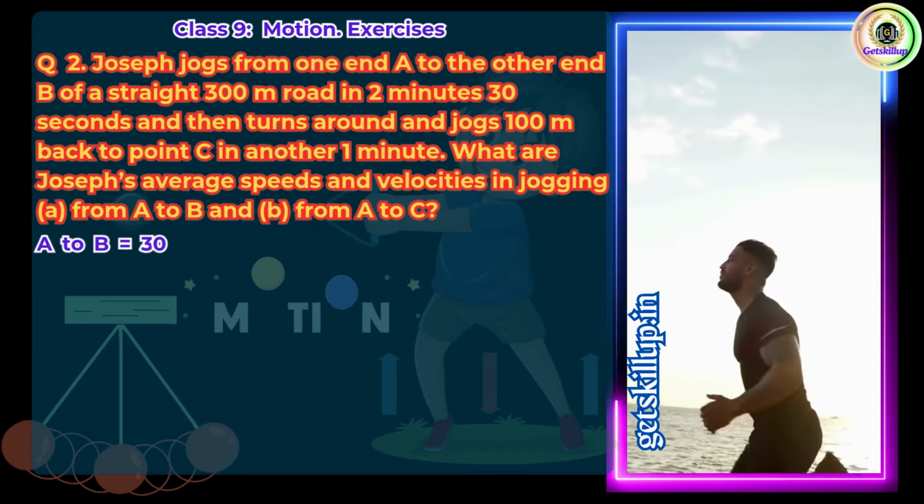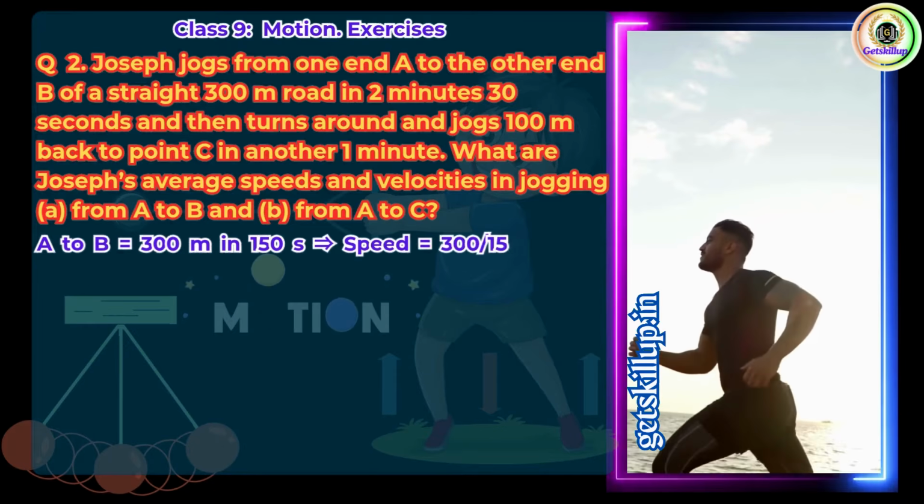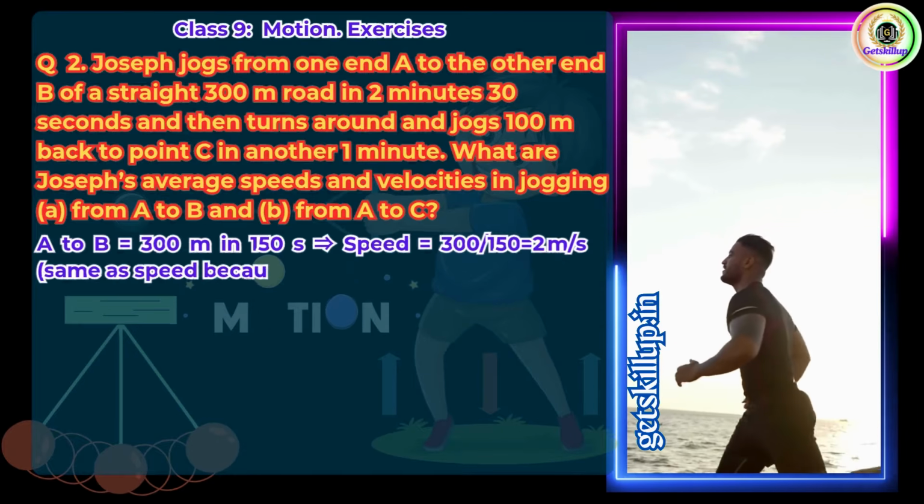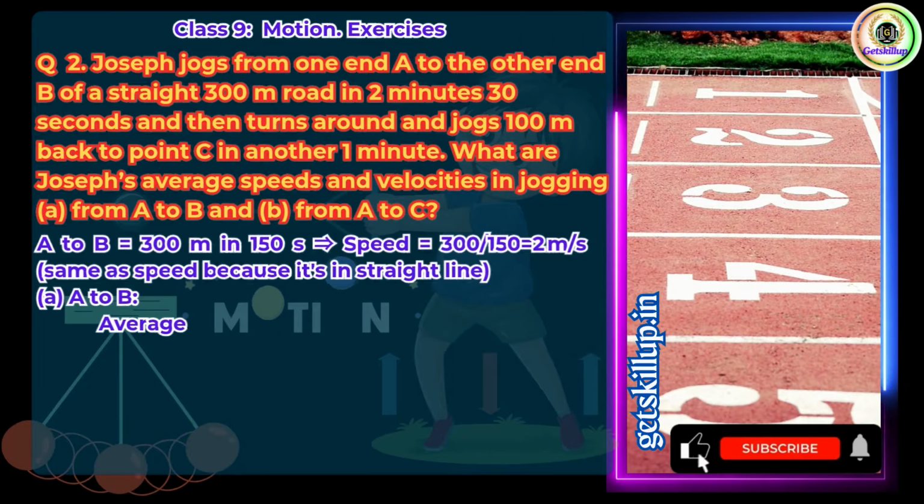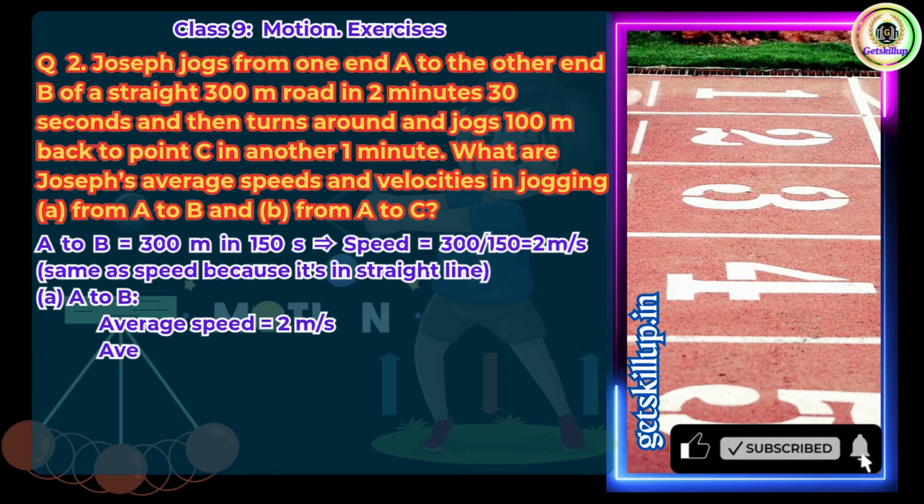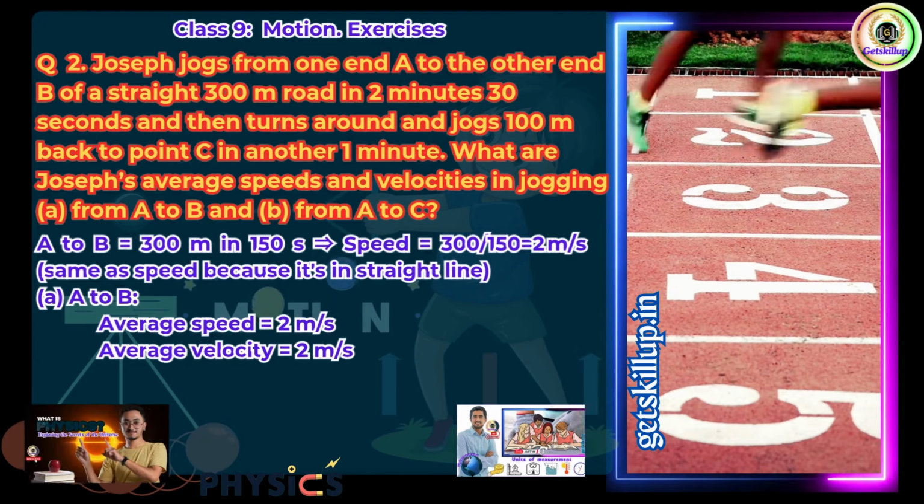Answer. A to B, which is 300 meter in 150 seconds. Speed equals 300 divided by 150, which is equal to 2 meter per second. Velocity equals 2 meter per second, same as speed because it's in a straight line. A to B. Average speed equals 2 meter per second. Average velocity equals 2 meter per second.